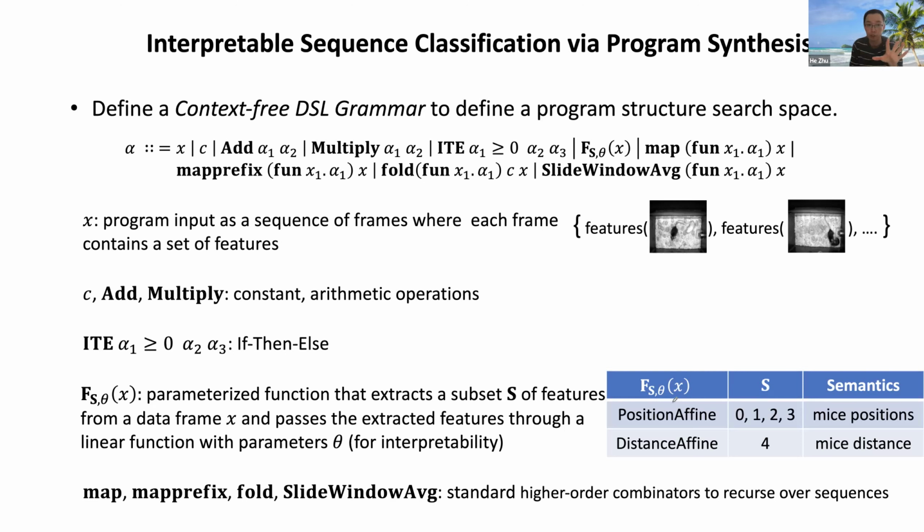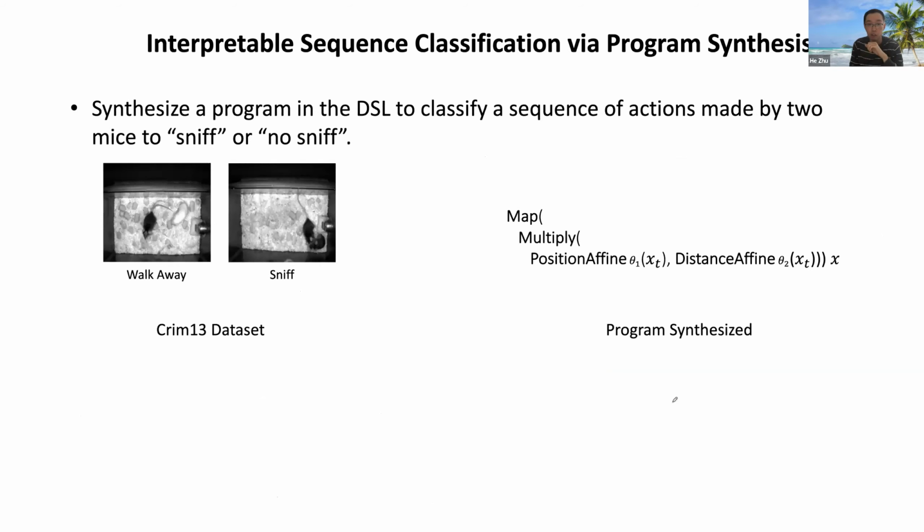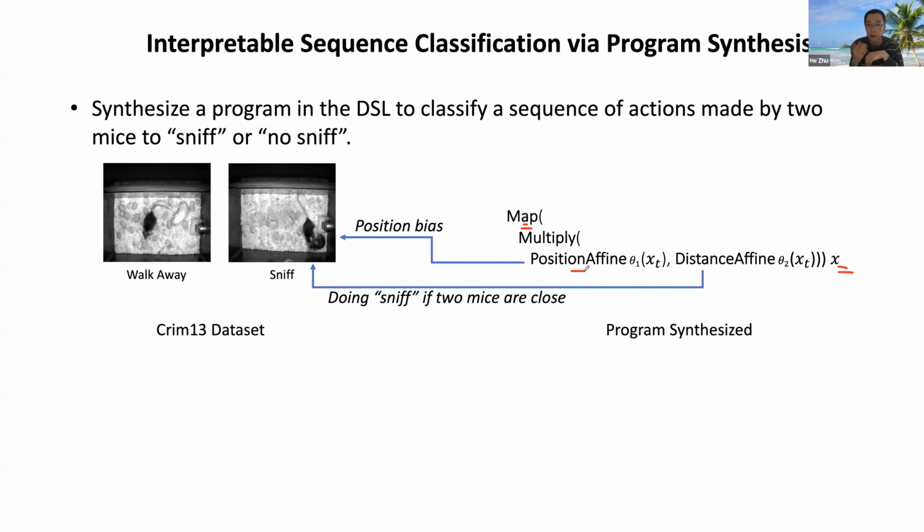Okay, so you see that the grammar is very complicated, and this is the program we learned to label each frame in the video trajectory regarding whether the two mice are sniffing or not sniffing. Because we want to predict the label of each frame, we use a map function to walk over every frame in the video clip. Then we use the position as a bias. It turns out that if two mice are sniffing, they are often at the bottom of the box. We also use the distance between the two mice. If the distance is very close, then they are sniffing. So we can learn such a program to do the classification.